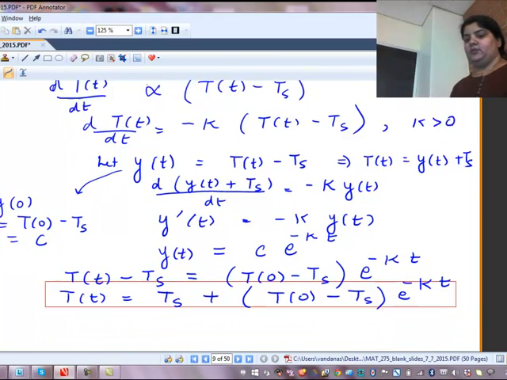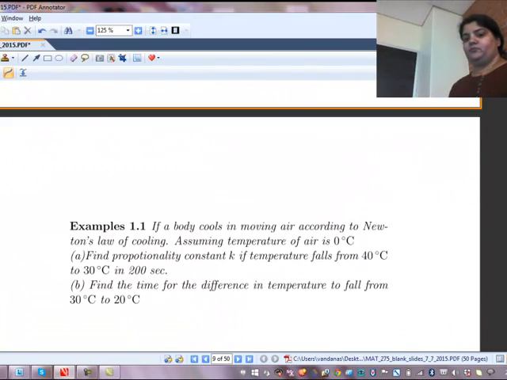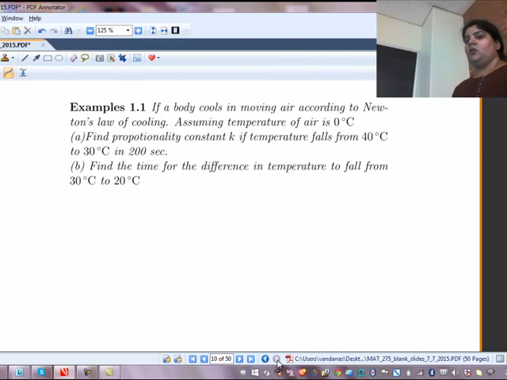Let's do an example. A body cools in moving air according to Newton's law of cooling. Assuming the temperature of air is 0 degrees, find the proportionality constant K if the temperature falls from 40 to 30 degrees in 200 seconds. Okay, so what is Ts? 0 degrees.